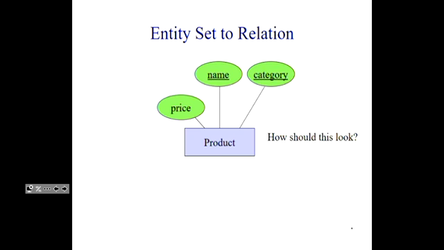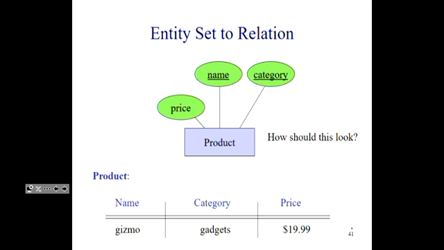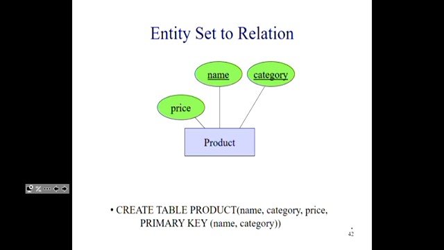Yep. Product would be the name of the table, and these three attributes would be the attributes or the columns of the table, right? So here it is: product is the name of the table, I have these three attributes, and then I could add entities within that, right? So that's how I would convert an entity set to a relation.